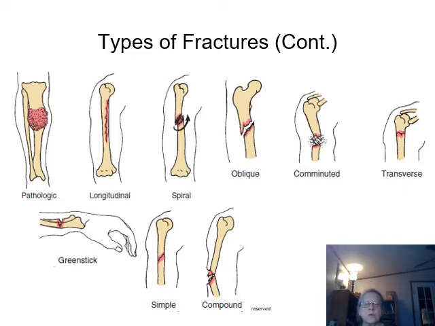Spiral goes in a circular fashion. Oblique kind of goes sideways. Comminuted looks like it's more like a crushing. You come down on your leg and it comes down on itself. Transverse, it goes right across. A simple break, and a compound is the worst one to have as it breaks through the skin.